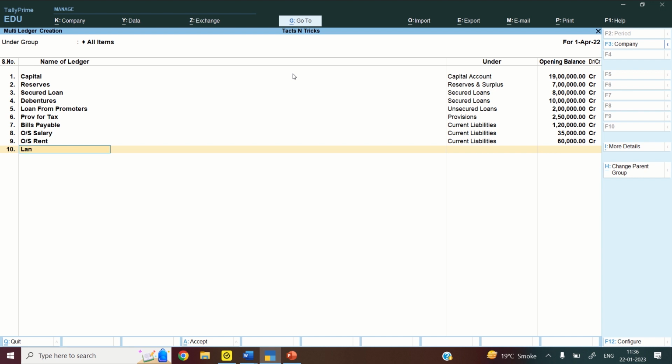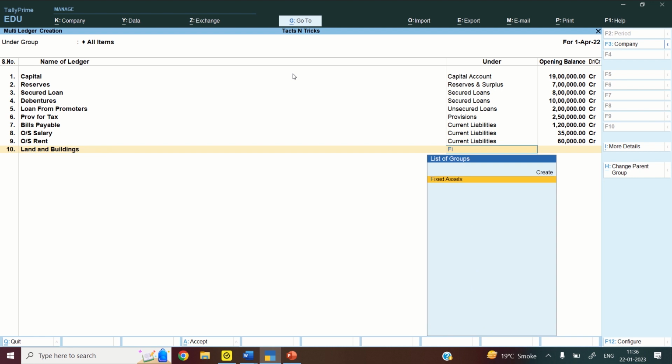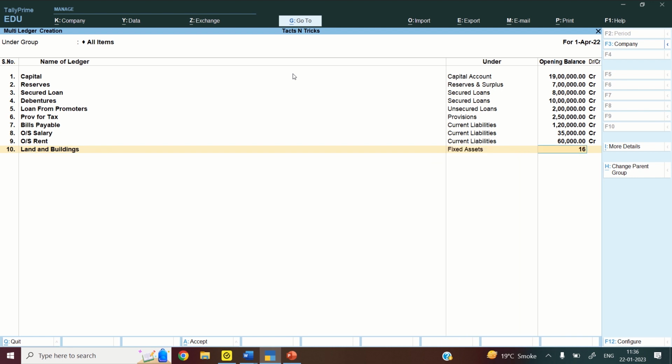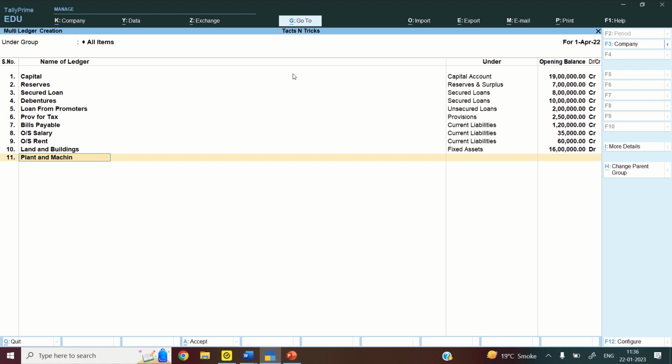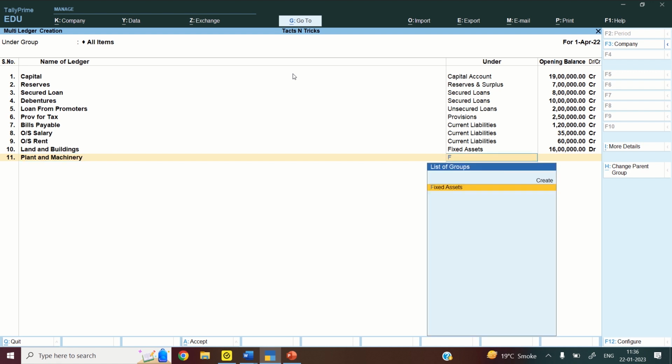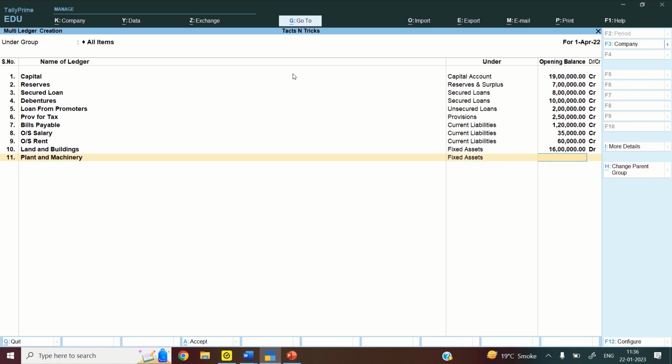Then from the asset side, we are going to prepare land and buildings, which is your fixed asset and the amount is 16 lakh. Now it will automatically take debit, right? Because we are writing the asset side, so it will automatically take debit. Plant and machinery is your fixed asset and it will take 5 lakh. So you must also know which group each item belongs to.